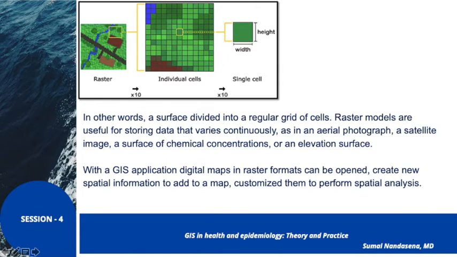Raster models are useful for storing data that varies continuously, as in an aerial photograph, a satellite image, a surface of chemical concentrations, or an elevation surface. With a GIS application, digital maps in raster format can be opened, new spatial information can be created and added to a map, and they can be customized to perform a spatial analysis.